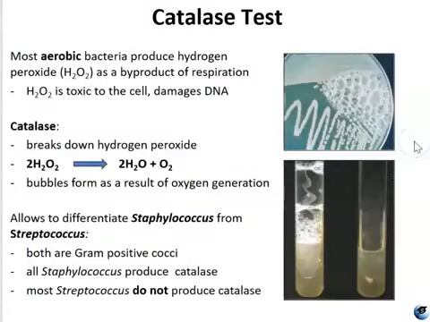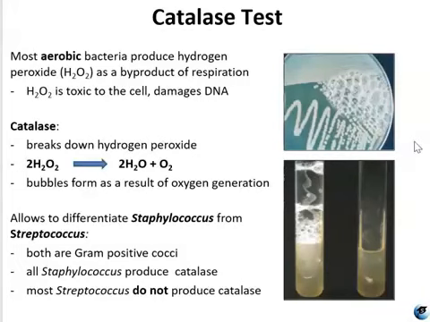Next, we'll have the Catalase Test. Most aerobic bacteria produce hydrogen peroxide as a byproduct of aerobic cellular respiration pathways. In general, hydrogen peroxide is toxic to cells. It damages DNA and cell membranes. But some bacteria, including Staphylococcus, produce an enzyme called catalase, which breaks down this toxic hydrogen peroxide into harmless water and oxygen. This test is often used to identify bacteria of the Staphylococcus genus.